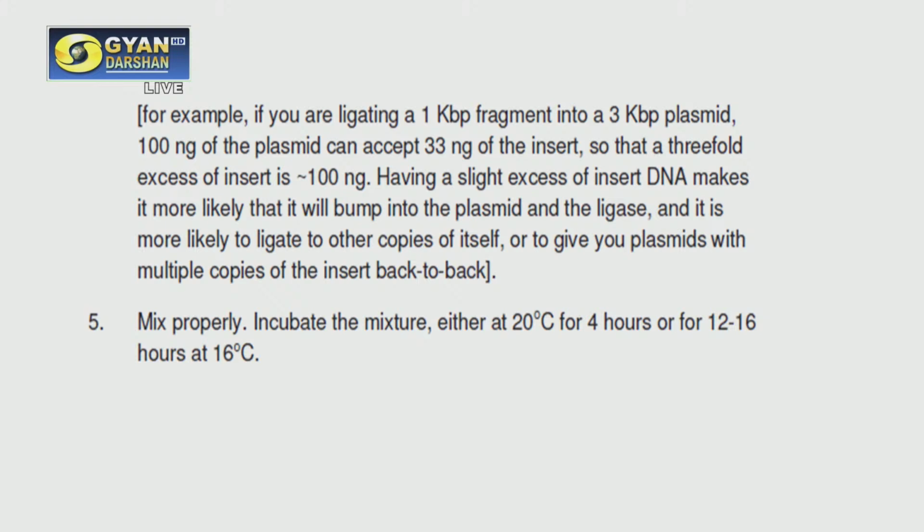Having a slight excess of insert makes it more likely that it will bump into the plasmid and the ligase. But it is also more likely to ligate to other copies of itself or give you plasmids with multiple copies of the insert back to back. So there are certain disadvantages. If you don't calculate it properly, then there might be chances that your ligation experiment will fail.